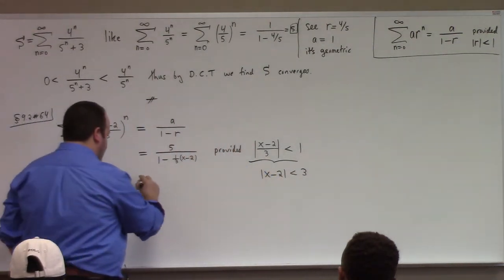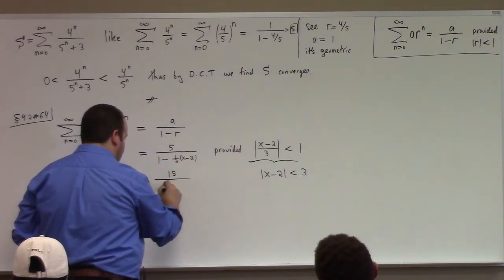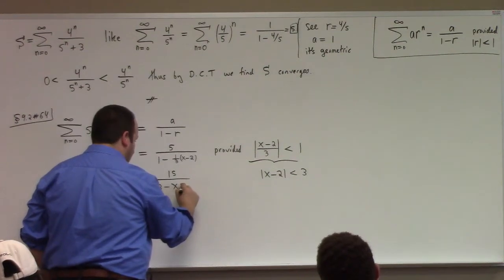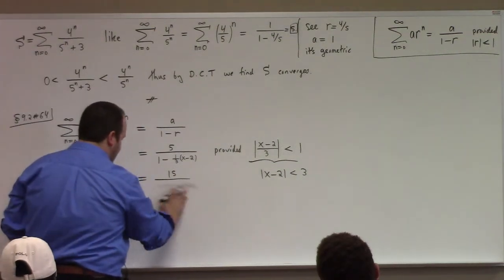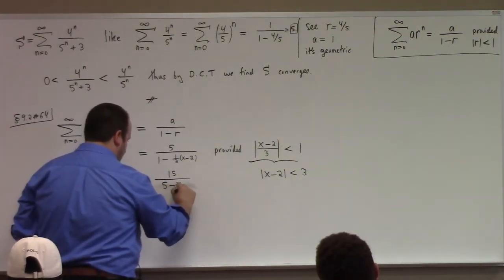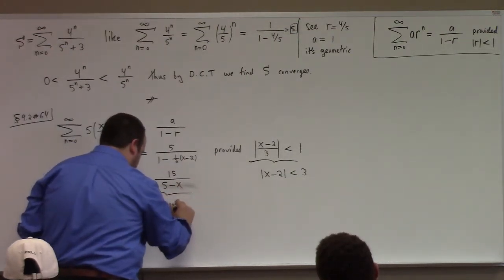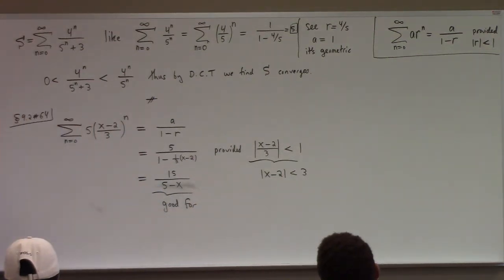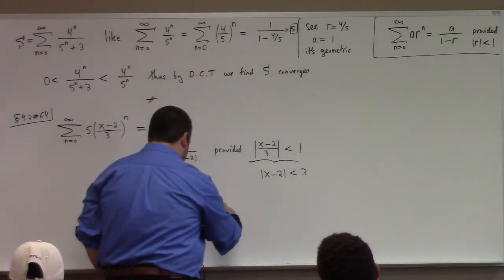So this formula, which I'll multiply by 3 on both top and bottom to make it prettier, so let me make that 5 minus x downstairs. So this formula, this is good for what? The absolute value of x minus 2 less than 3, what is that? That's for x an element of what interval?